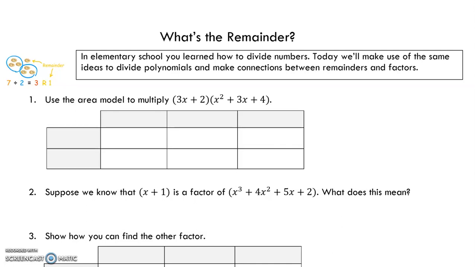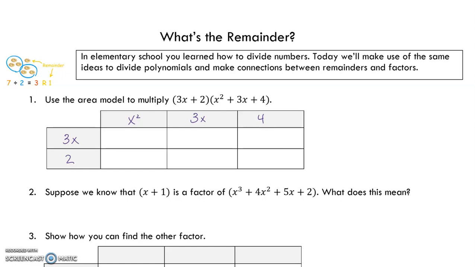So before we talk about dividing polynomials, let's take a real quick step back and remind ourselves how we multiply polynomials. So let's say I had 3x plus 2 and I wanted to multiply by x squared plus 3x plus 4. Now if you want to, you can just distribute the 3x to all the terms and then the 2 to all the terms. Or you can use this area model. Again, either method is perfectly fine. You do whatever makes the most sense to you.